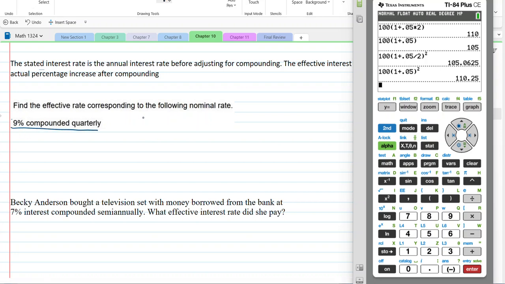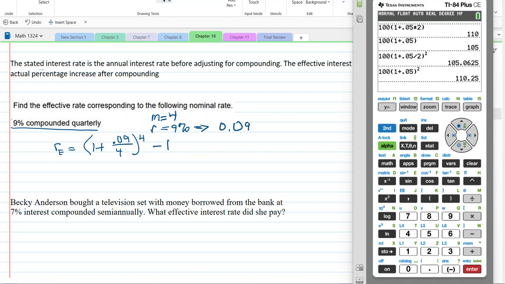9% quarterly. So my M is 4 for quarterly, and my R is 9%, which changes to a very good interest rate. So here we go. R of E equals, remember what we have, 1 plus decimal 0.09 divided by 4 raised to the 4 minus 1.